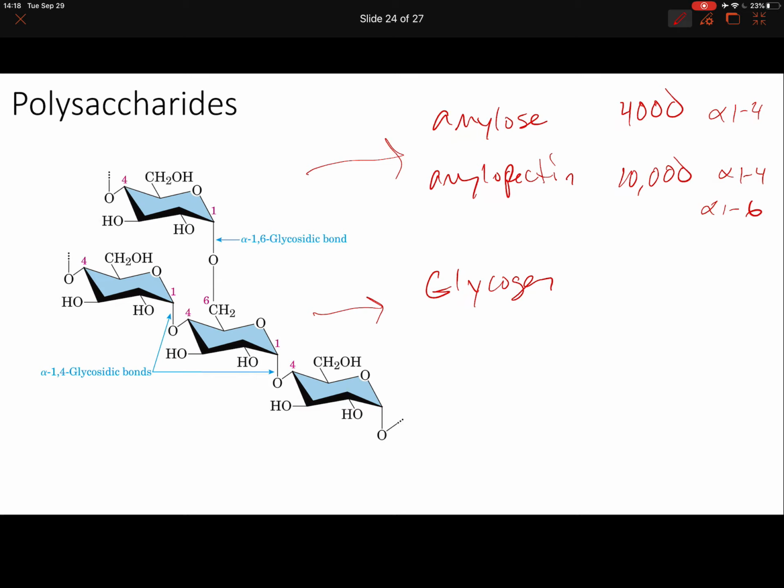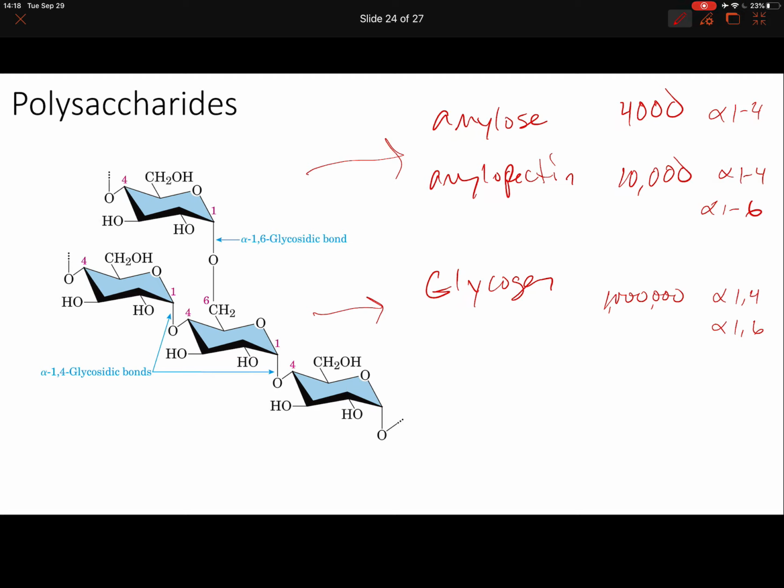Glycogen is a branched polysaccharide, again, of approximately 10 to the 6 glucose units, so about 1,000,000 glucose units. Again, alpha 1,4s and alpha 1,6s for the branches. Okay, the total amount of glycogen in the body of a well-nourished adult human is about 350 grams, divided almost equally between liver and muscle.